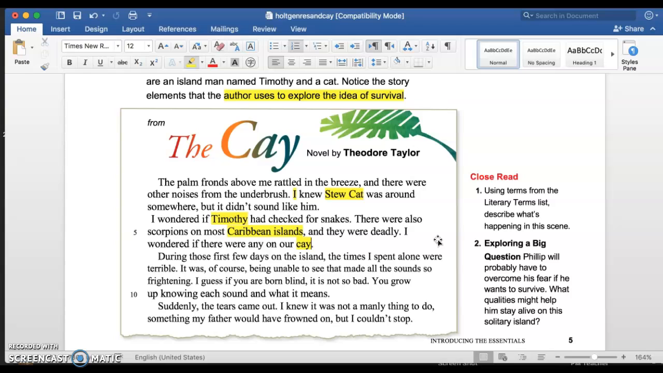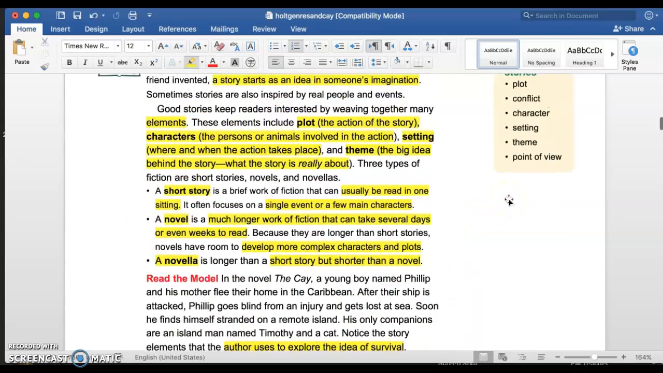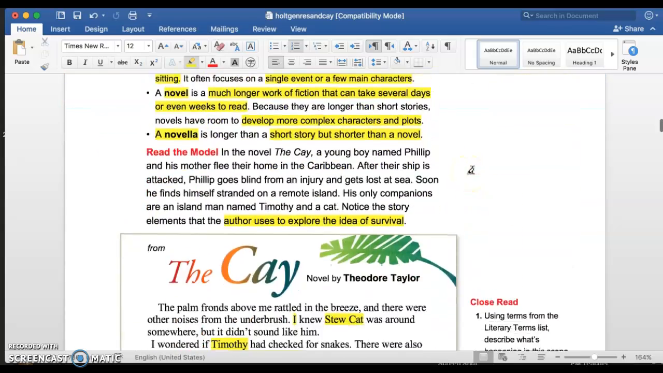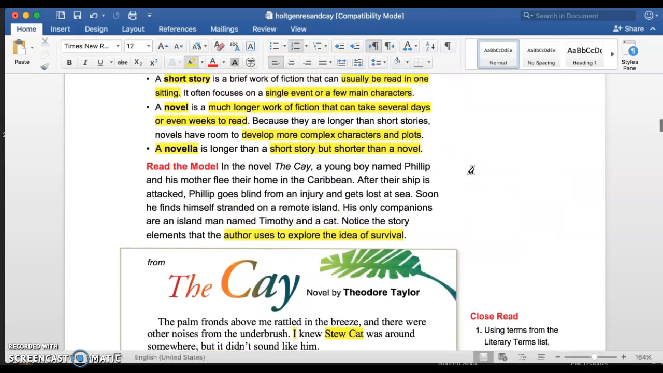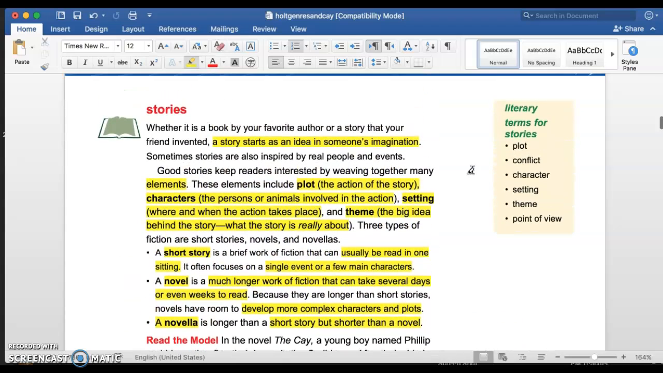My characters are the narrator, who's telling it from an I perspective, meaning it's first person point of view, Stew Cat and Timothy. Our conflict, based off of what we're reading so far, is that our narrator is not only shipwrecked, but has been blinded in an injury, causing conflict. We're going to use what we just took notes on, all of our highlighted areas in our notebook. All right, now this is an I do. So now you see what we're looking for when we do a we do and turn it into a you do for your short story shells.